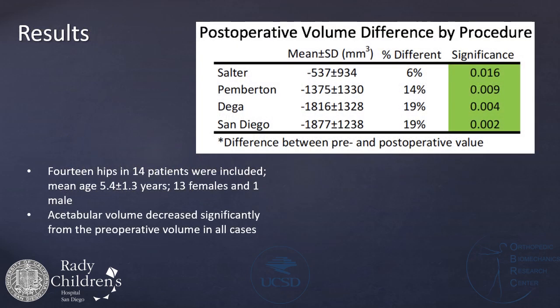Fourteen hips and 14 patients were included with a mean age of 5.4 years. Thirteen of the patients were female and 1 was male. Looking at changes in acetabular volume due to the different procedures, we found that mean acetabular volume decreased significantly from preoperative mean volumes in all cases. The Salter osteotomy resulted in the smallest change in volume. However, it still resulted in a significant decrease in volume.